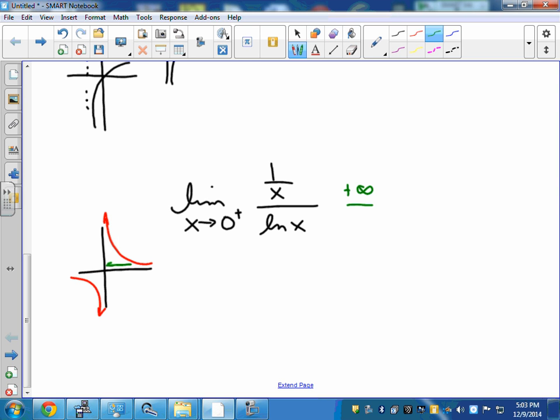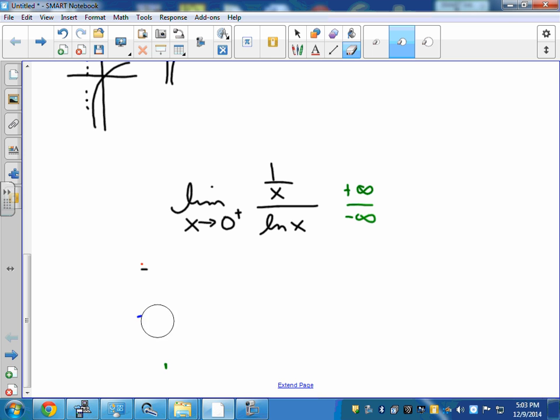And the natural log graph we already looked at. The natural log graph looks like this. And as x goes towards 0 from the right, this log graph goes down, negative infinity. Well, that's not the answer. So infinity over infinity, or negative infinity over infinity, or any of that sort says use L'Hopital.